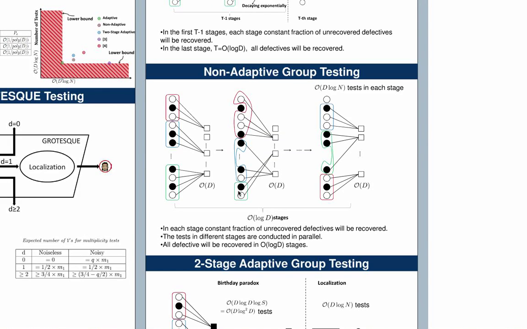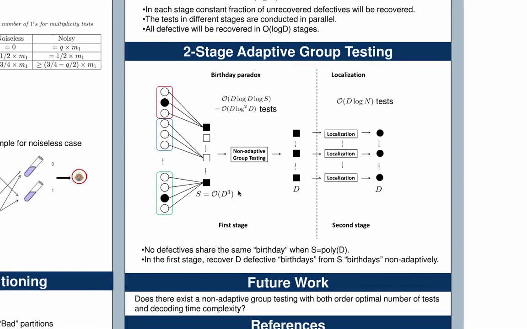All right. Finally, we also look at two-stage adaptive group testing. Here, we use the idea of birthday paradox. So first, let's partition this set of n items into order d cube sets. Then, with a high probability, each of these sets will contain at most one defective by an argument similar to the birthday paradox.